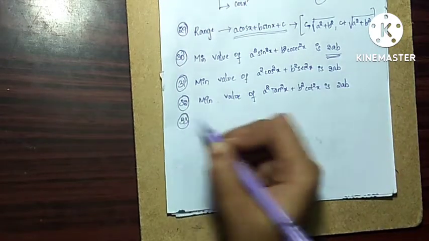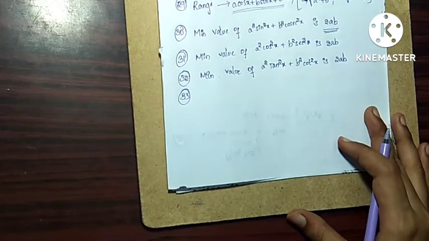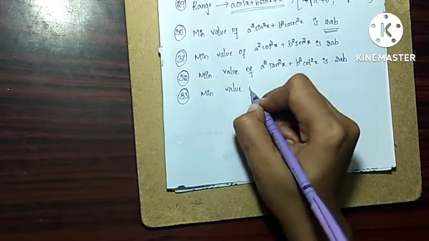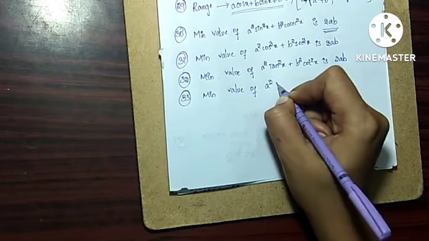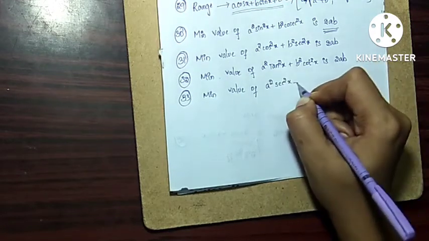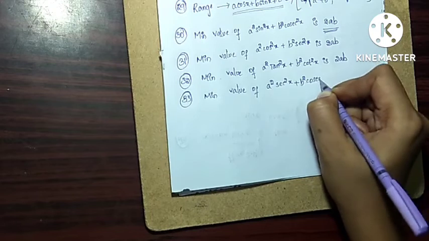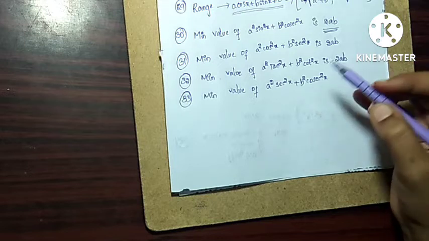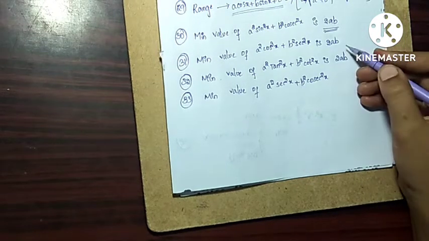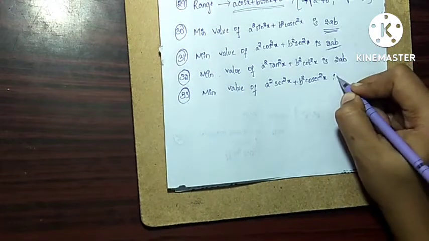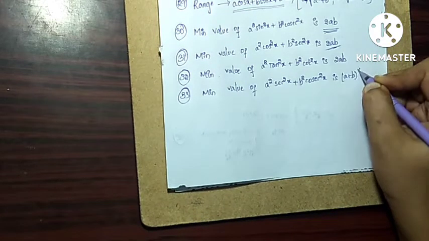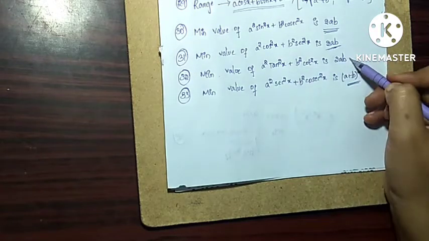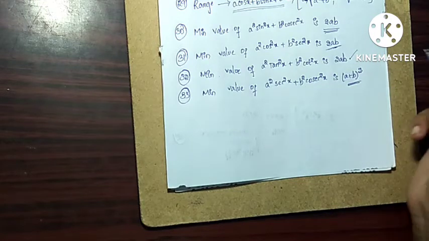Next, the 33rd formula: the minimum value of a square secant square x plus b square cosecant square x. These are not inverses; secant is not the inverse of cosecant, and cosecant is not the inverse of secant. So there is a different formula. It is not 2ab, it is a plus b whole square. If they are inverses, we write 2ab. If they are not inverses, write a plus b whole square.